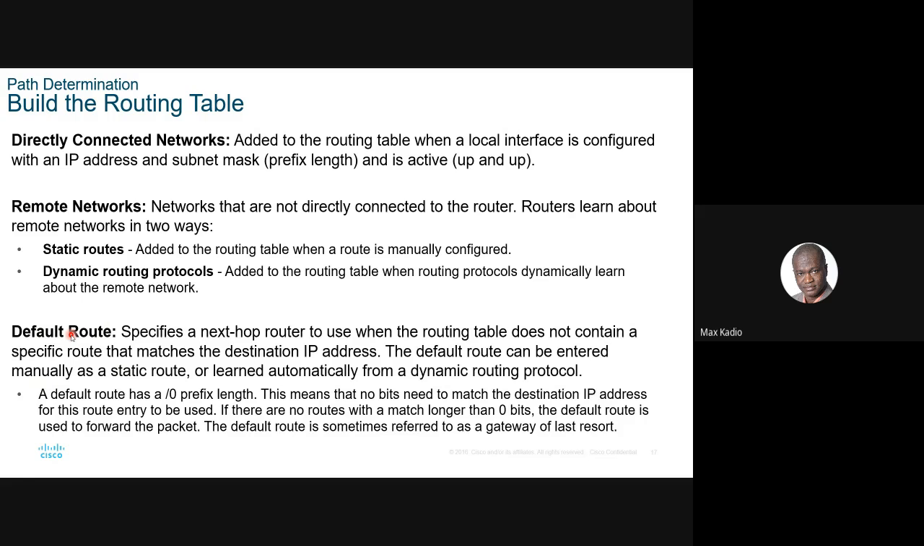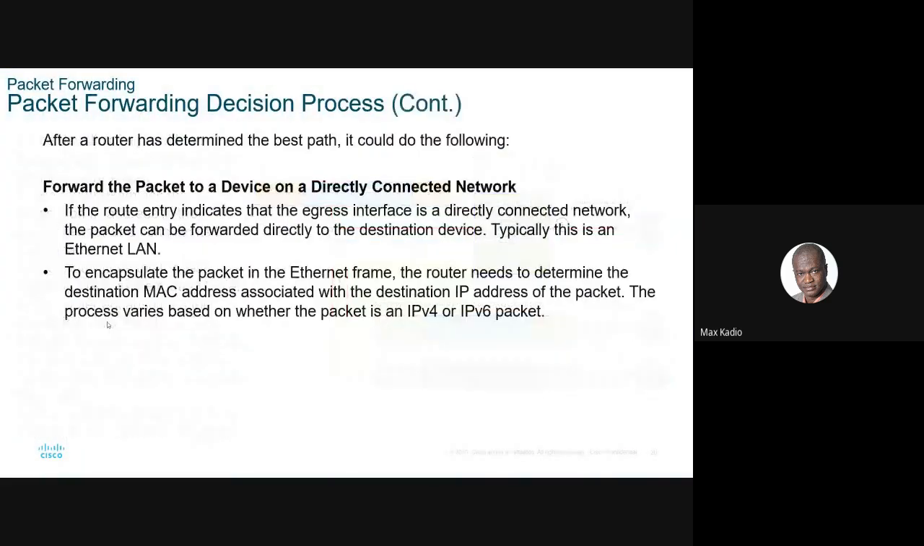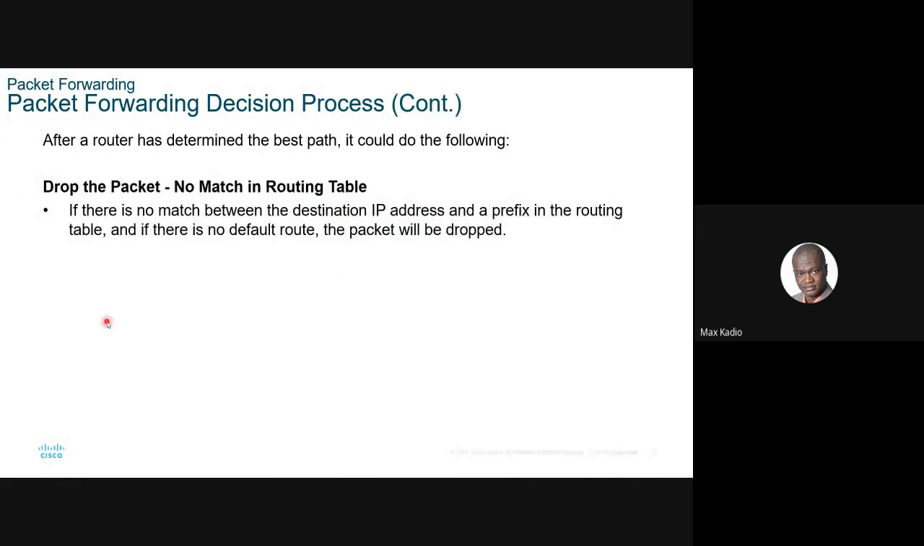So a default route is a route that will face the ISP in case I don't know where to forward that packet. I don't know the destination, then I send it to the ISP. So we have time to do all these things.